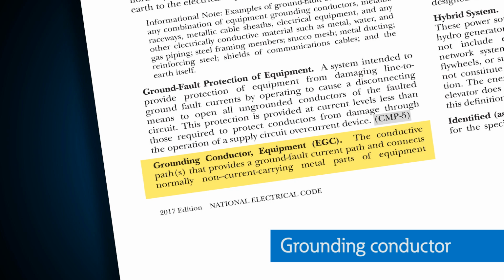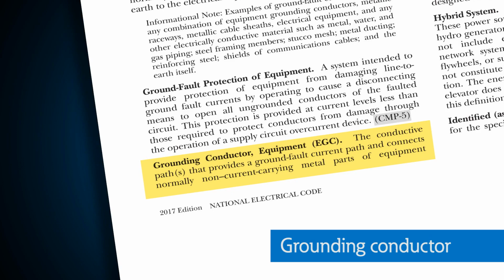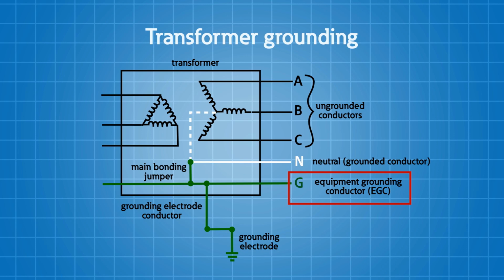Your grounding conductor. I know we're saying a lot of terms here with grounded conductor, ungrounded conductor. Now we're going to talk about the grounding conductor. That's a conductor that is used to connect the equipment or the grounded circuit of a wiring system to a grounding electrode or to the grounding electrode system.